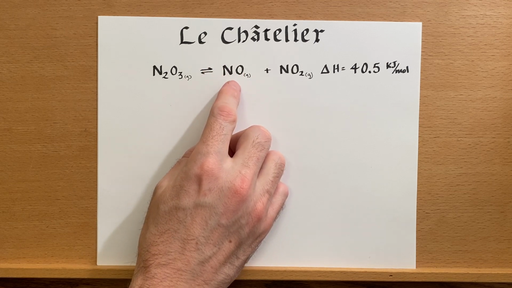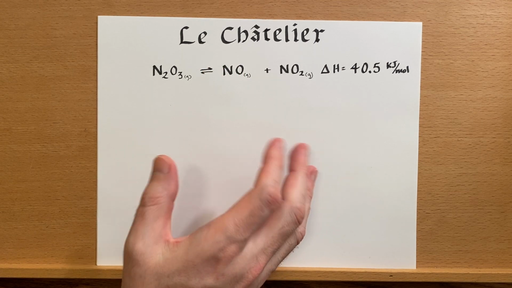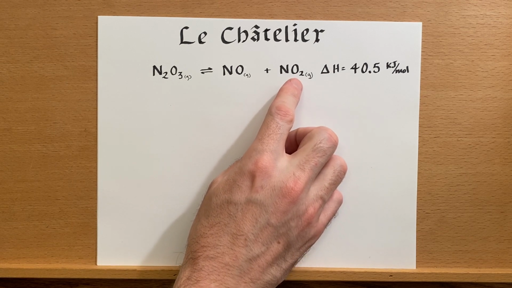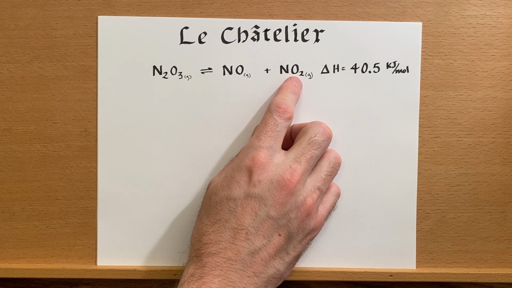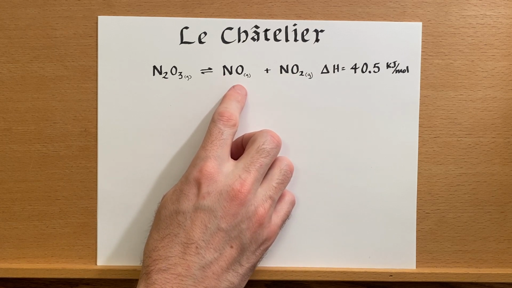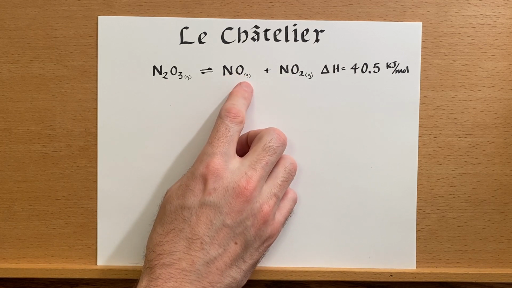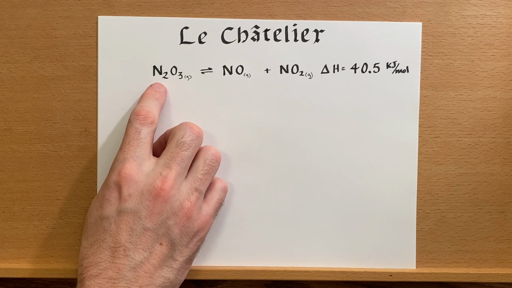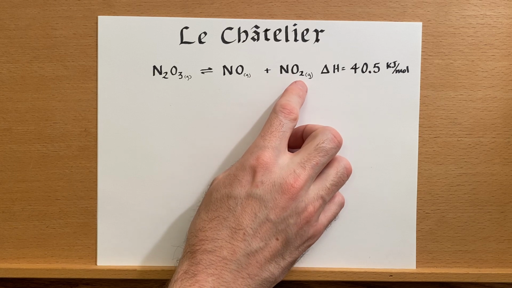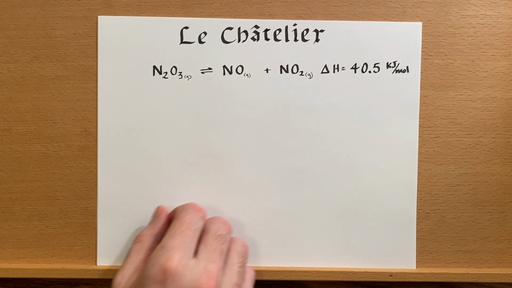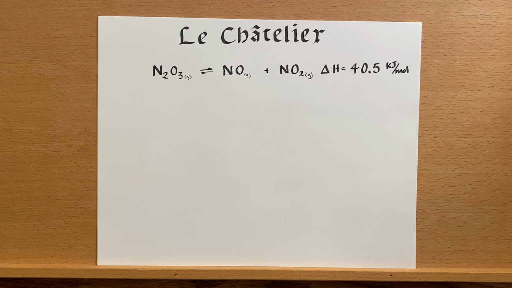Now, this can be a useful principle because say we wanted to remove all of the NO gas from the container, or try to get rid of most of it. Well, if we were to artificially add a lot more NO2 into the flask, then we could use up almost all of the NO, and then we'd be left with largely just N2O3 and NO2 remaining in the flask. So that is one of the uses of this principle.